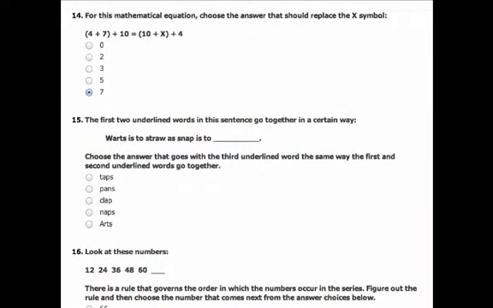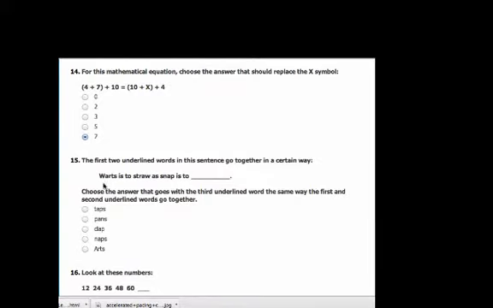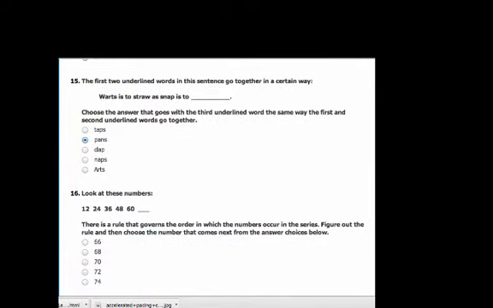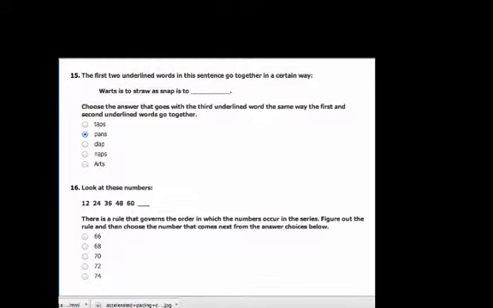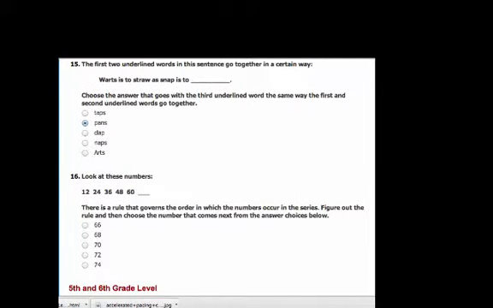On the next one, it's a little bit more difficult. Warts is to straw, as snap is to what? Actually, when we're looking at this, warts is spelled backwards and it's straw. So snap spelled backwards would be pans. Alright, on the next section you're looking at number patterns. 12, 24, 36, 48, 60. What would come next? Well, it appears that they're adding 12 each time, so I would select 72.